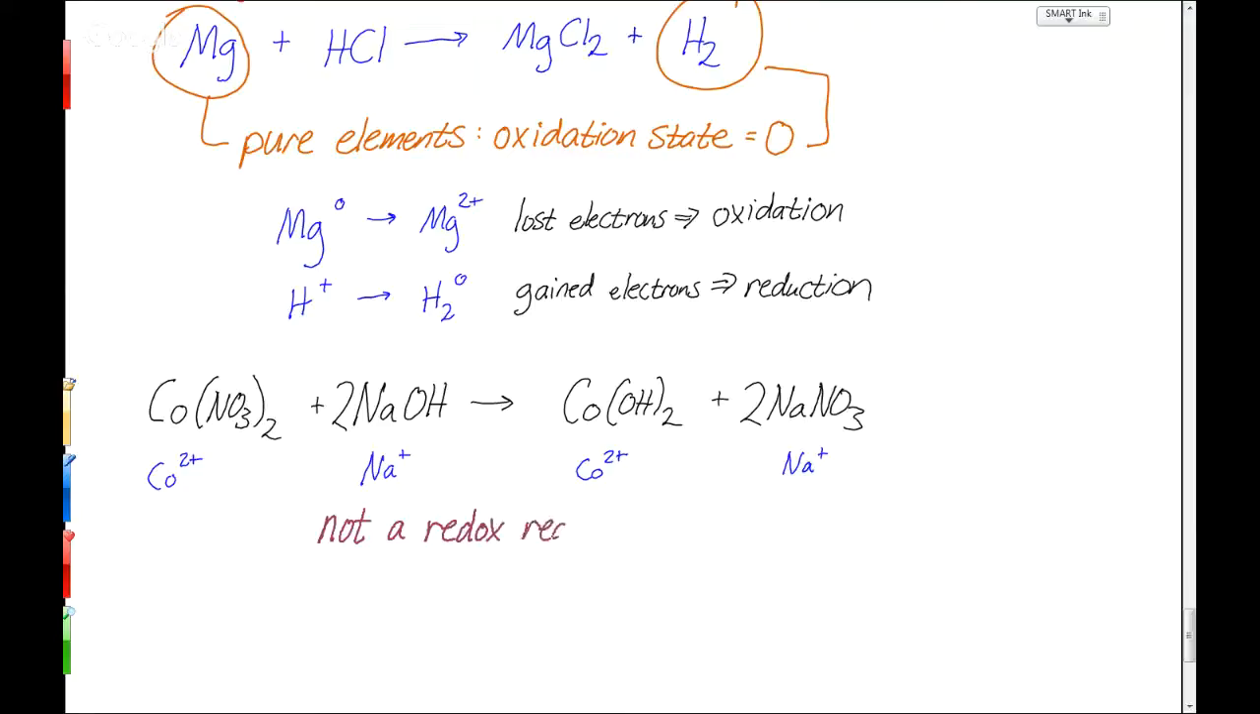So we wouldn't look at the others? Right. If nothing's happening with the metals, chances are nothing's happening with anything else either. In this case, we can also see that the ions don't change. So nitrate stays nitrate and hydroxide stays hydroxide. So that's another clue that nothing is really changing.